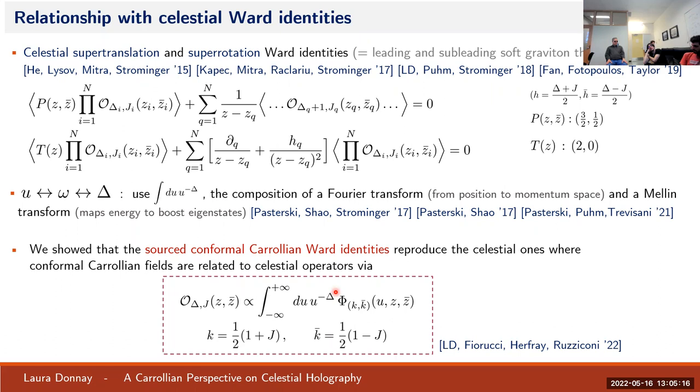And this Carrollian stress tensor, does it have a notion of tracelessness, like in the relativistic case? A conformal stress tensor is traceless. This should have an equivalent in flat space, I guess.